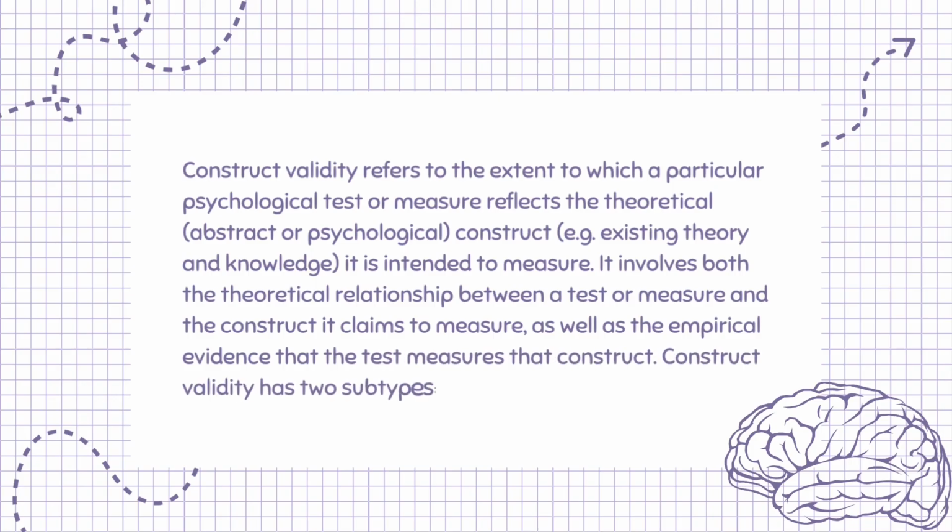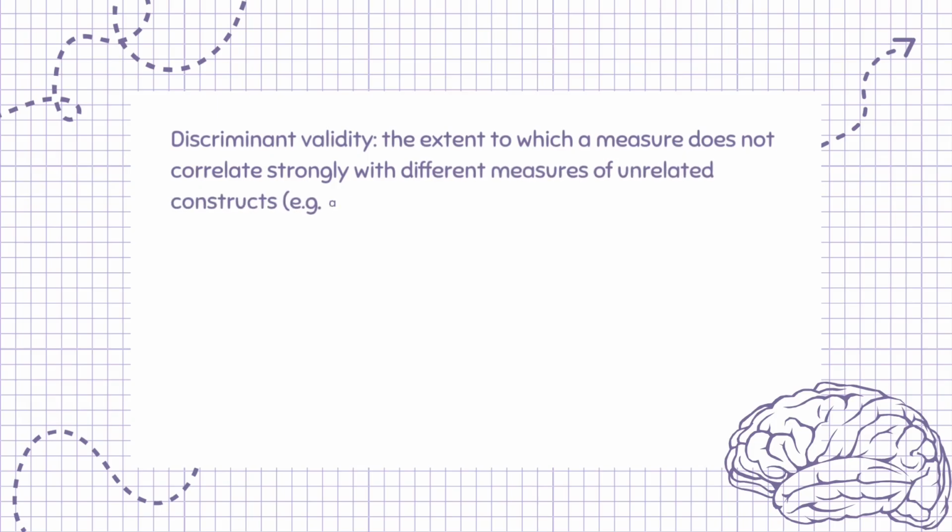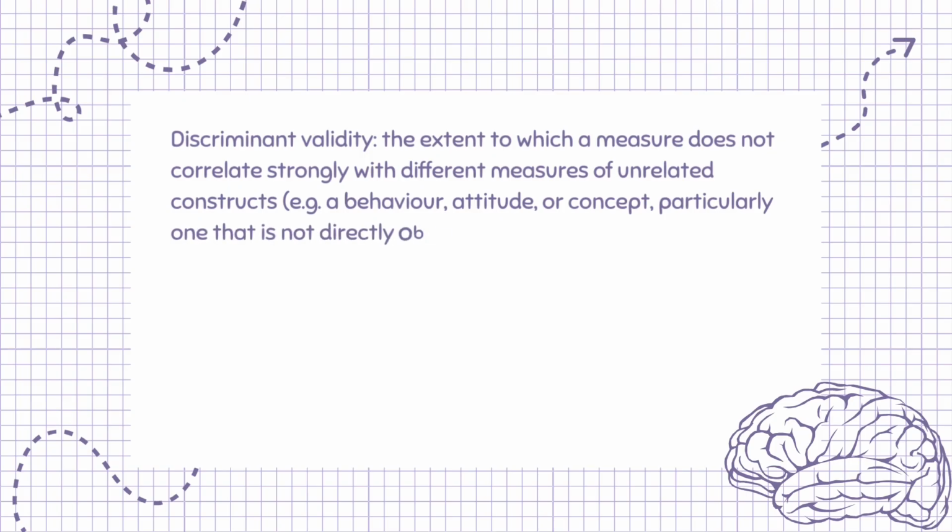Construct validity has two subtypes. Discriminant validity. The extent to which a measure does not correlate strongly with different measures of unrelated constructs, e.g., a behavior, attitude, or concept, particularly one that is not directly observable.